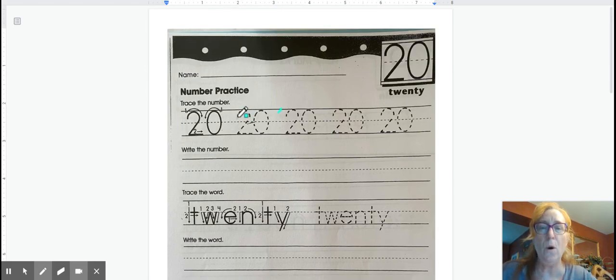20. 20 is two whole sets of 10. So we have 10 plus 10. 10 plus 10 equals 20. So we no longer have the number 1 there. We need to represent it by saying two whole tens.